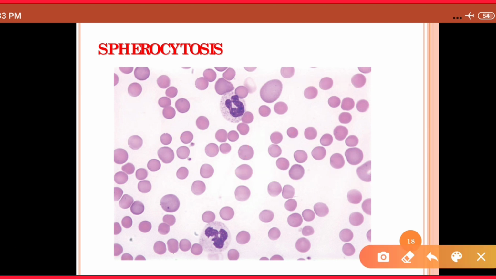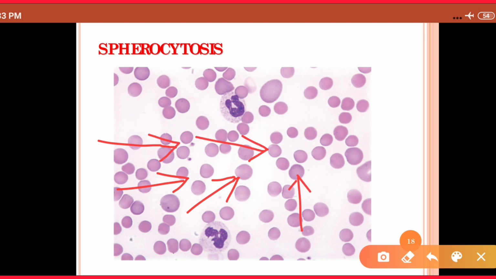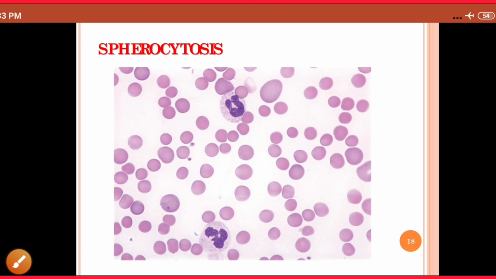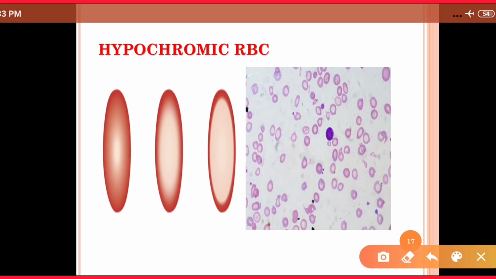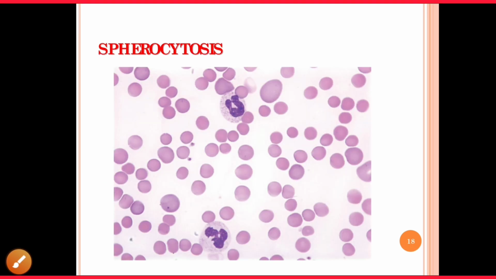Just see, the central pallor is not seen in spherocytes. Just see all these RBCs. You cannot see the central pallor. These whole red blood cells are totally red, right? Red to pink. Normally you have the central pallor in your RBC, but here there is no central pallor.